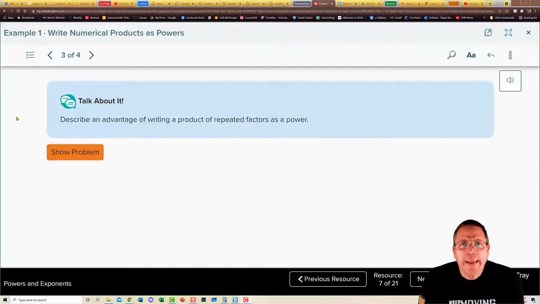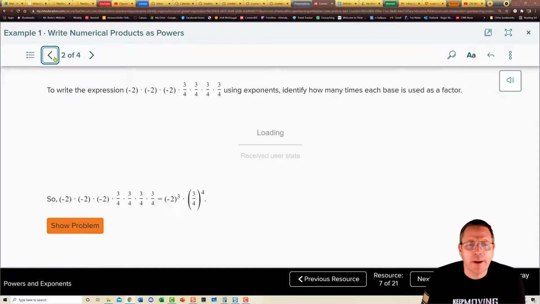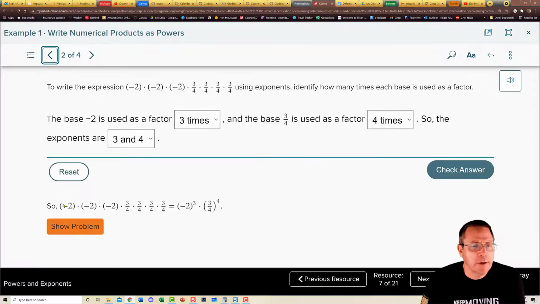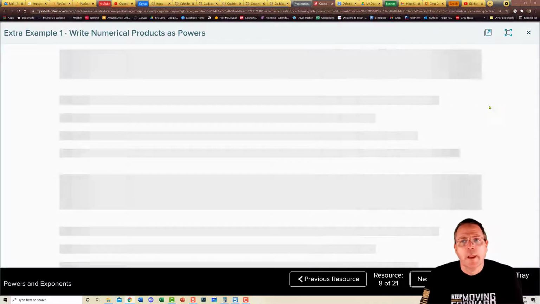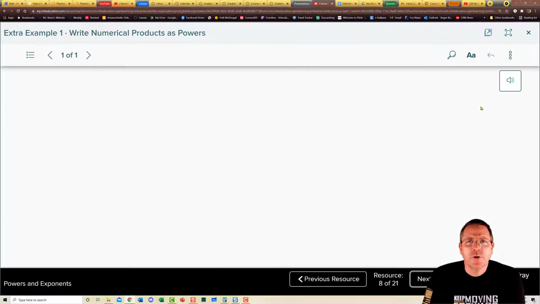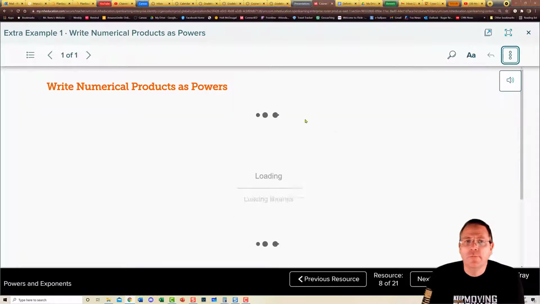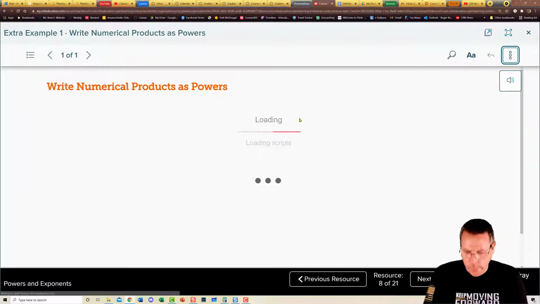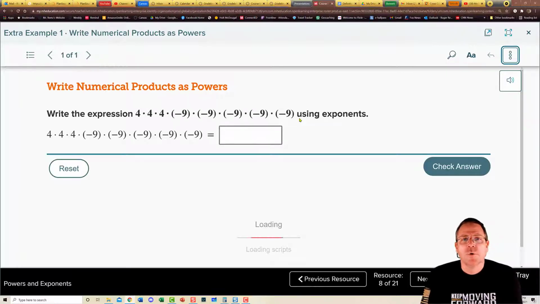So what is the advantage of writing things as powers anyhow? Well, let's go back and look at it. What is easier to write, all of this or this little bit here? It's just easier to write. Nothing more, nothing less. Now it's time for you guys to do one of these on your own. I'm pretty sure you're going to knock it out really quick. Go ahead and solve the problem, which is right there.